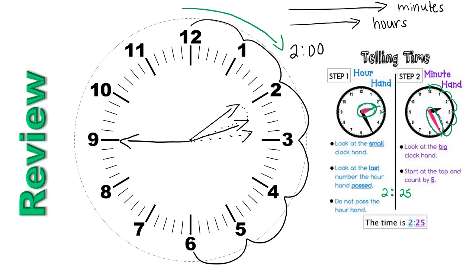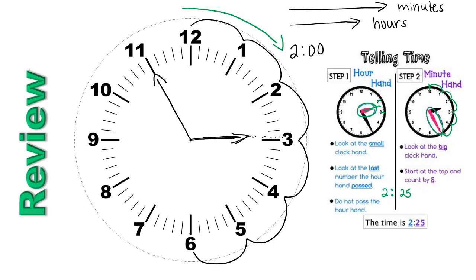So at 2:55, the hour hand is actually going to look like it's almost pointing to the 3. And boys and girls, this is a very big misconception. A lot of times children look at this, and since the hour hand looks like it's so close to the 3, they will say, oh, it's 3:55.